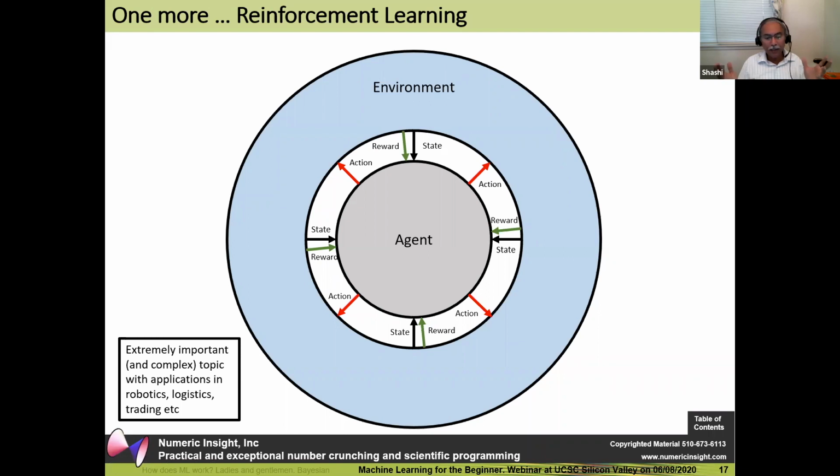Now, before I jump to how does machine learning work? Can we at all hope to understand it within 1 hour? Yes, we can. But before that, I would like to look at the Q&A and just try to see if, well, I'll just take a quick look at the questions.